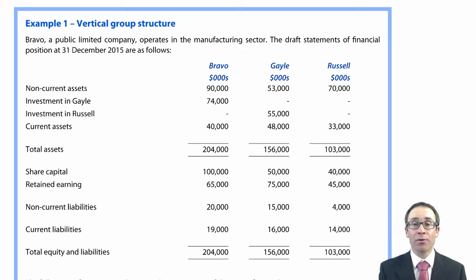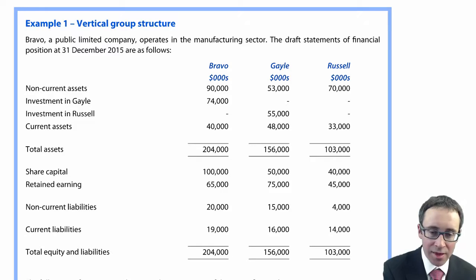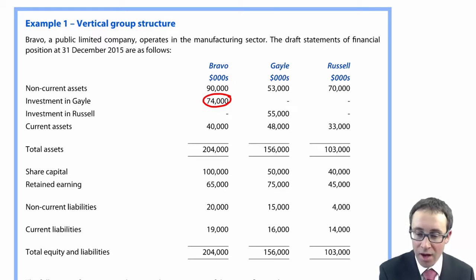Right, let's have a look at an example that pulls together everything to do with your vertical group structures. And you can always tell without even reading the requirement that you have a vertical group structure within your question, because it gives us this draft financial statement. So statement of financial position at December 2015 of three companies, Bravo, Gale and Russell. And what you can see there is that Bravo has an investment in Gale. Okay. And then Gale has an investment in Russell.